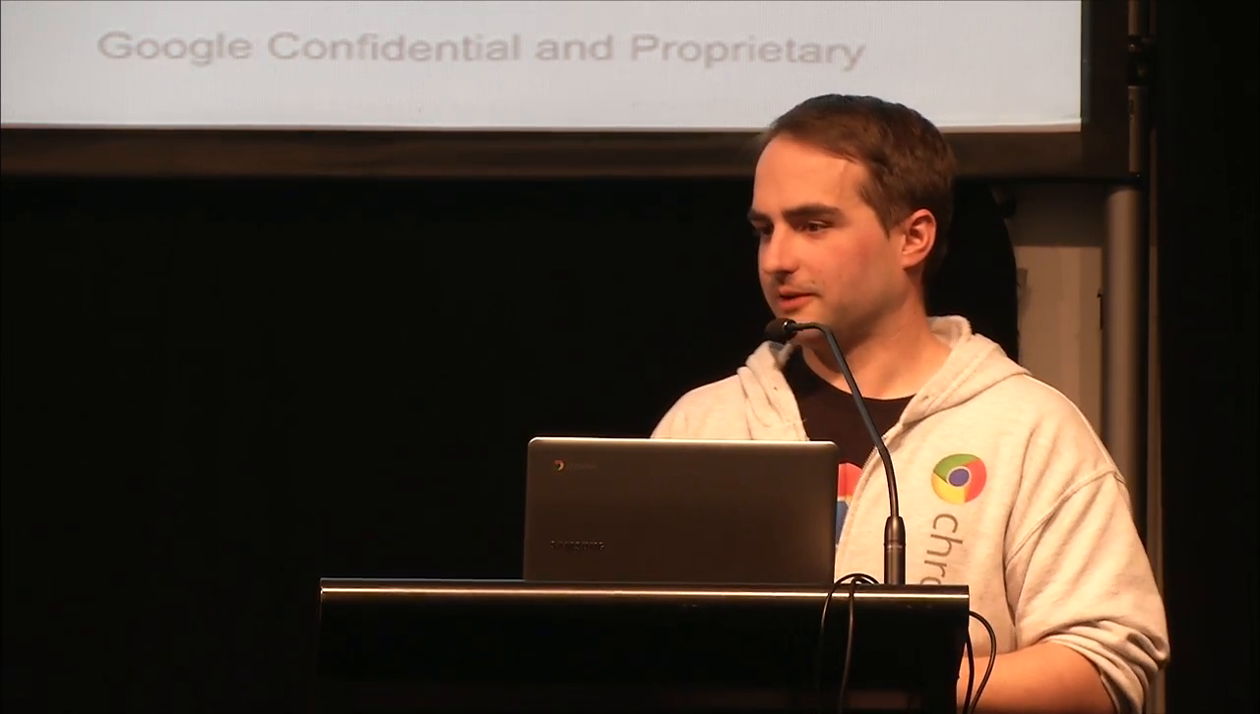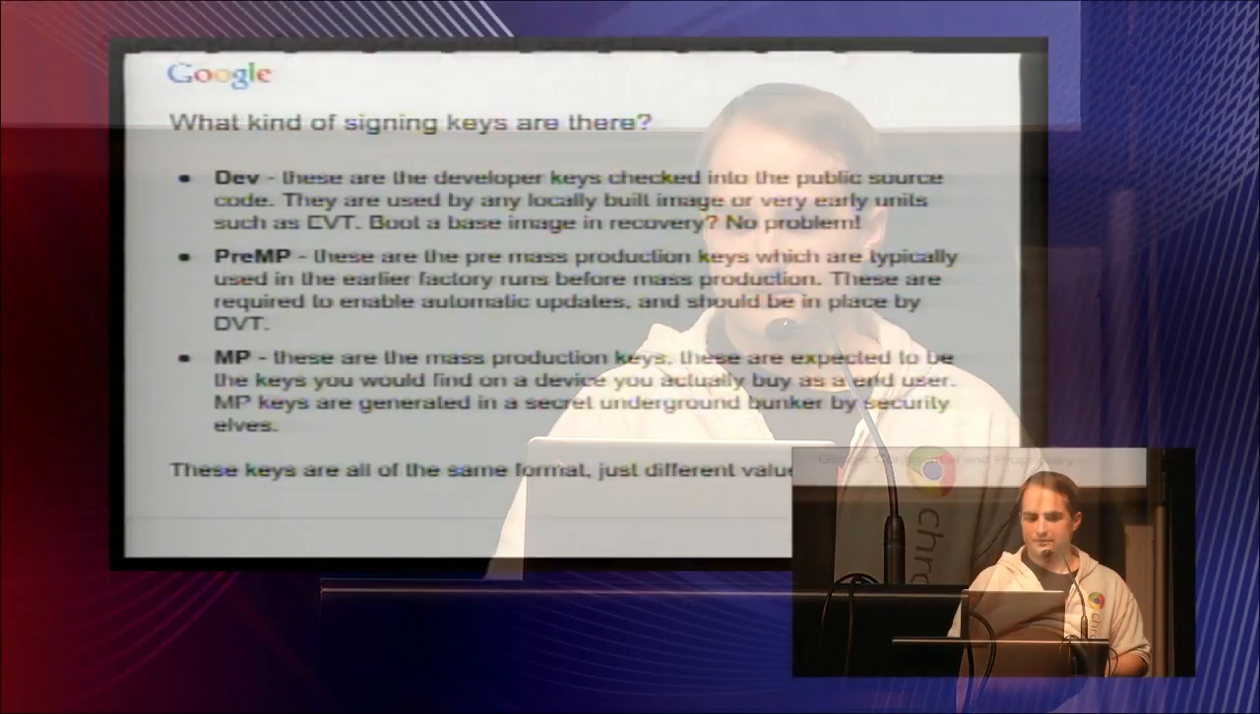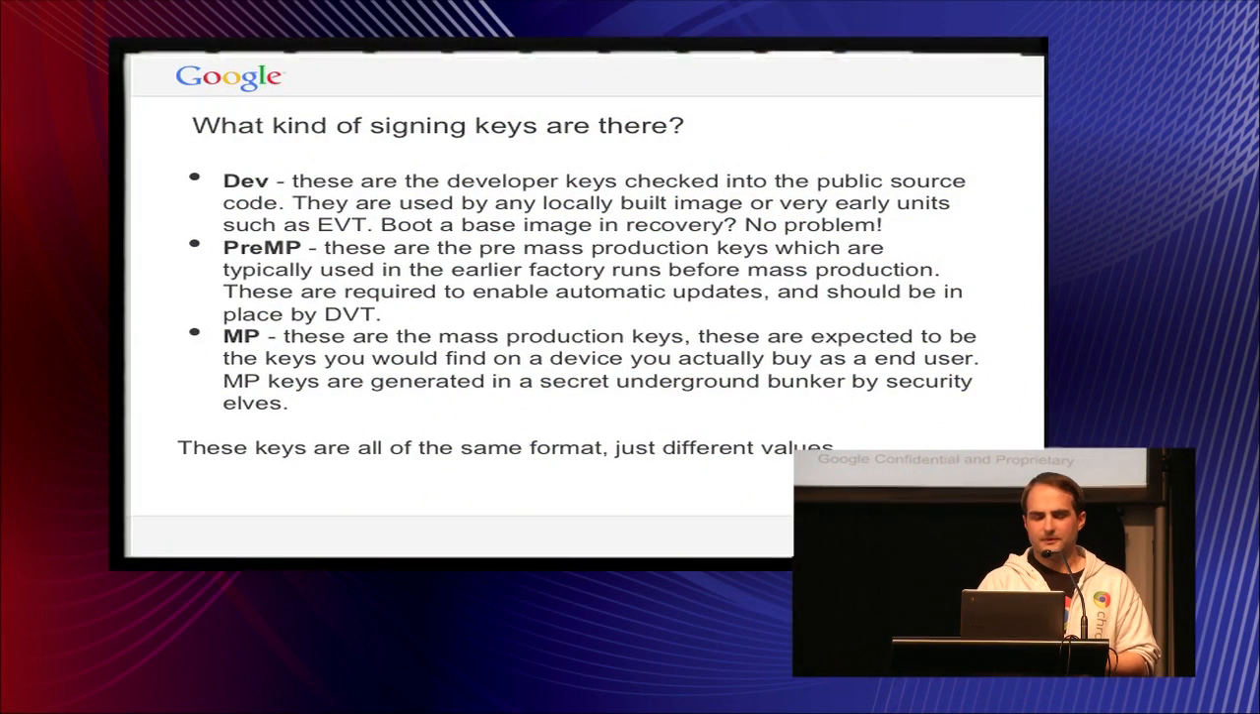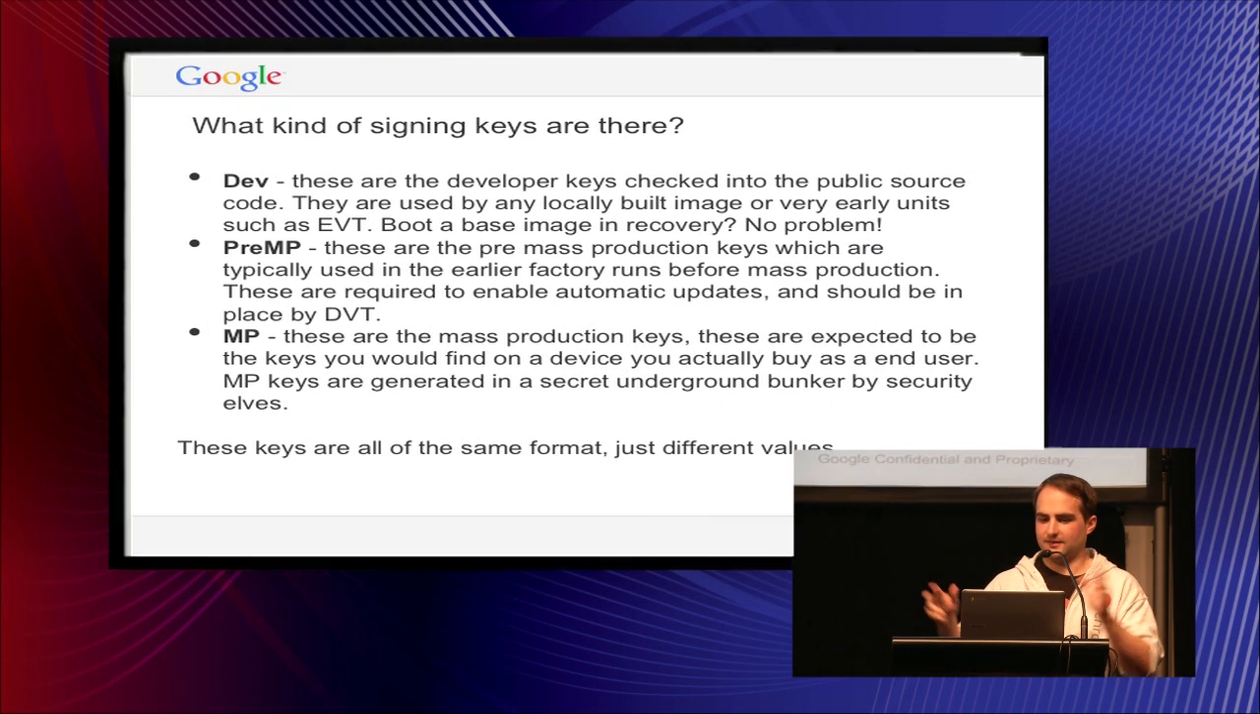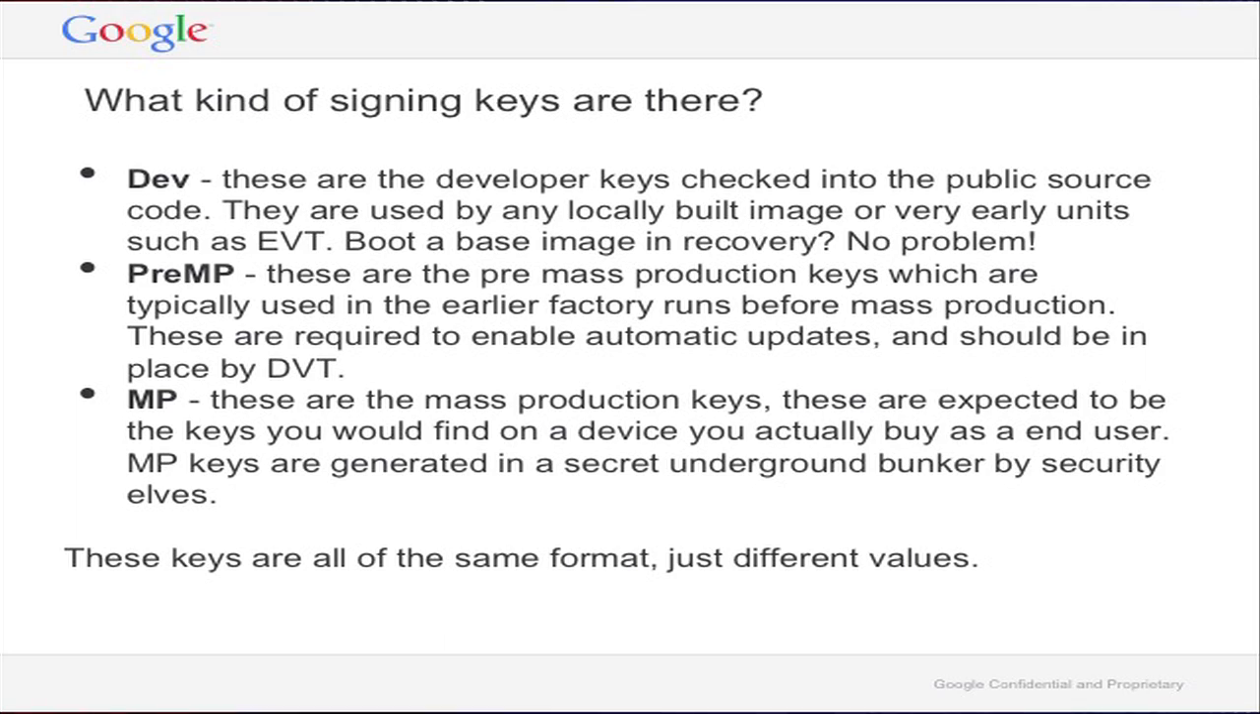Okay, so we mentioned some keys before. We said pre-MP and MP keys. So let's talk about those. There's basically three classes of keys that we're using with Chrome OS. The first you've probably used is the unsigned version, which is a dev key. This is the you-could-do-whatever-you-want-with-it key, no limitations, it's all public, and this is what you get if you just build an image out of the box.